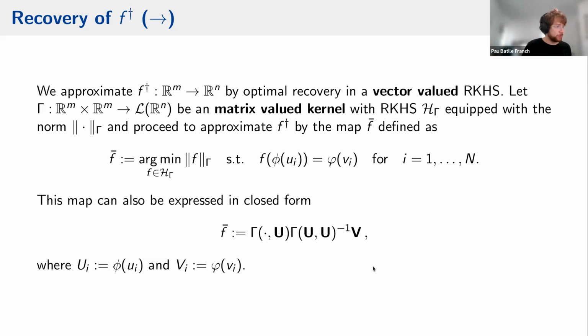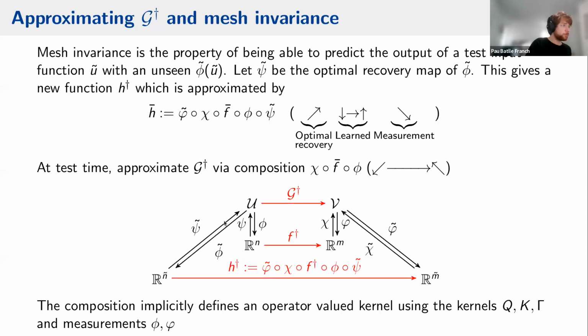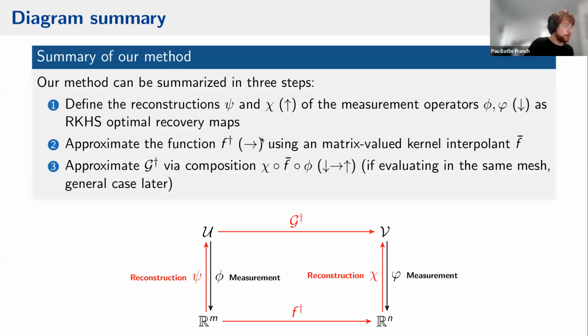So the moral of the story is that we also have a solution for F bar, which is our approximation of F dagger, the right arrow of the diagram. So now we can put everything together. Before we get into that, going back to this diagram, now that we have learned F bar and we have the reconstruction operator and the measurement operator, we can do this composition to recover G dagger.